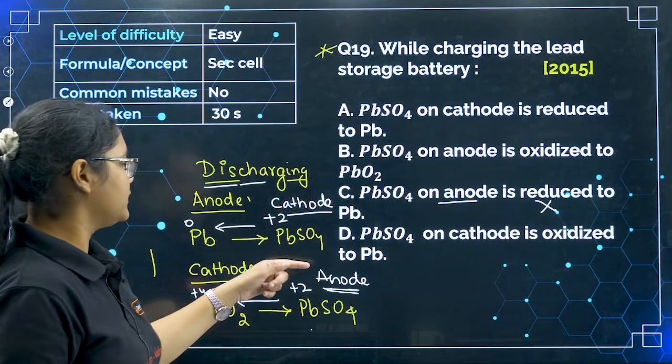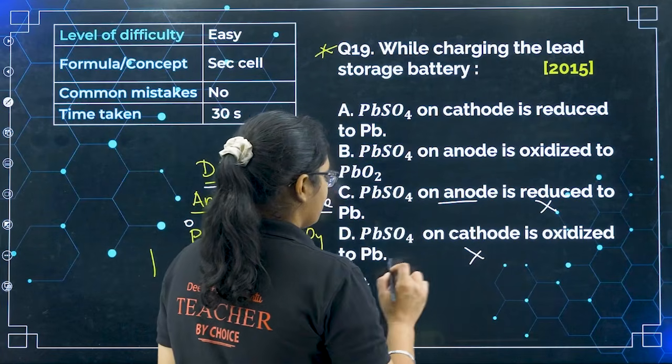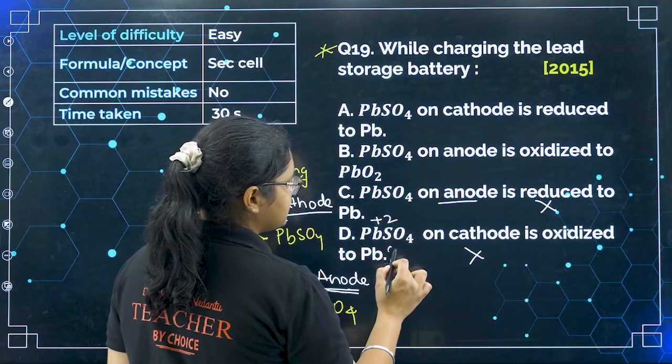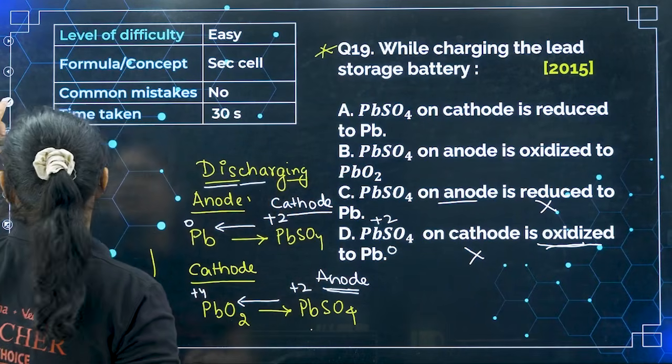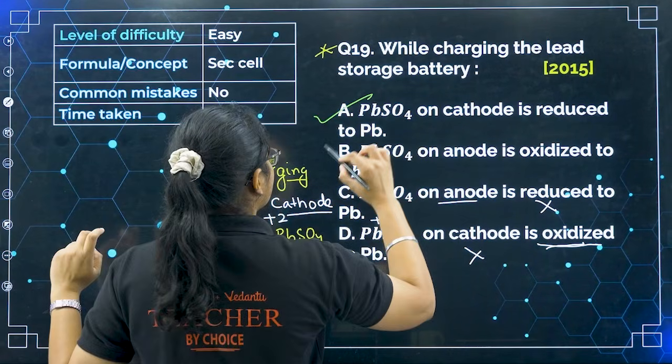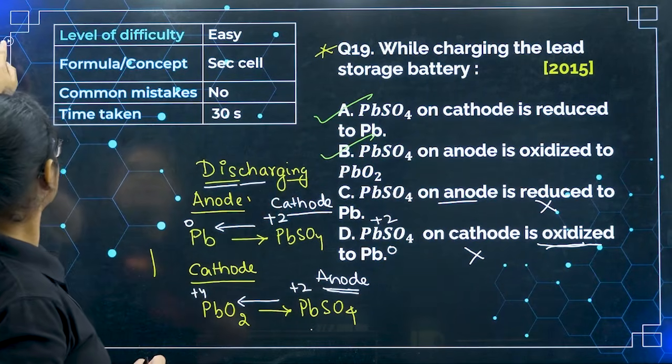PbSO4 on cathode is oxidized to Pb. So this is also not correct, because PbSO4 is +2 and this is 0. So this process is not oxidation, it is a reduction. So the correct answer here is both A and B. Both A and B are the correct statements.